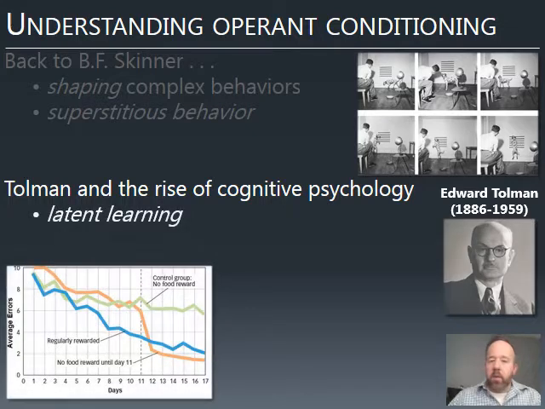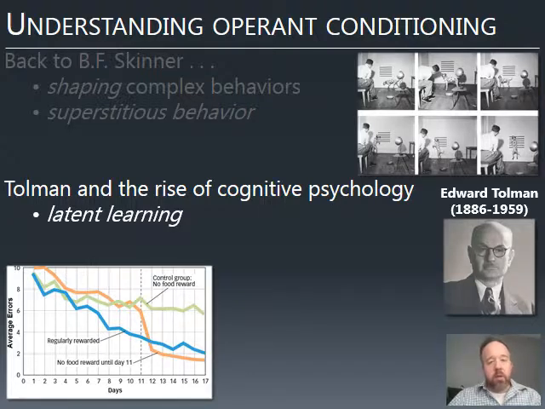So one phenomenon that pointed this out was what's called latent learning. What Tolman did was he put mice in a maze and let them explore it. When they got to the end, they would be taken out of the maze. And he had a couple of groups of mice in this experiment. One group experienced exactly that. No reinforcement, no reward, just the maze.